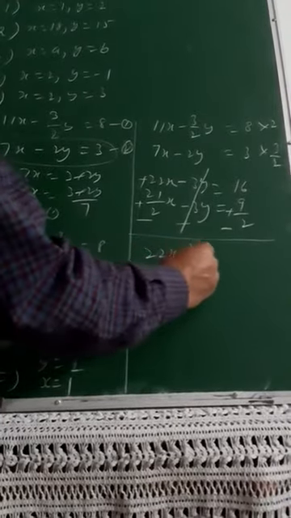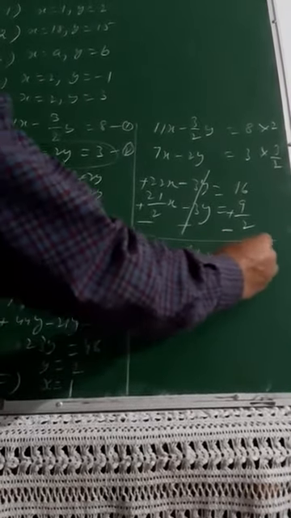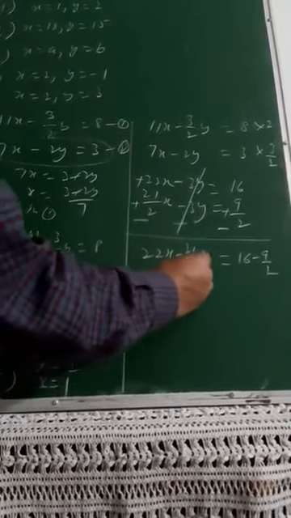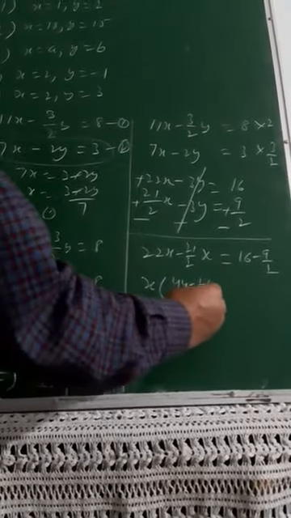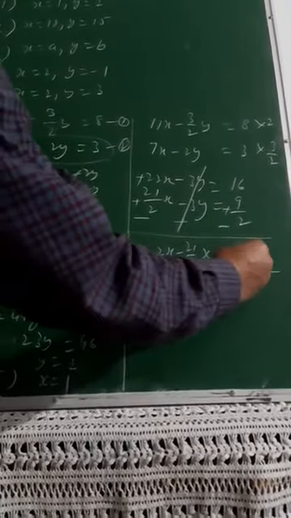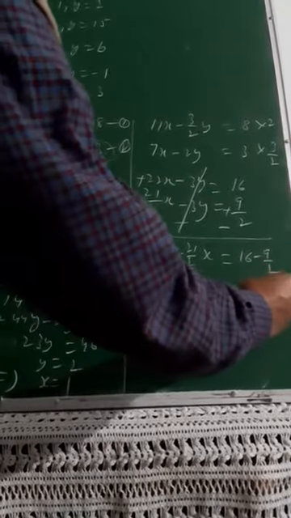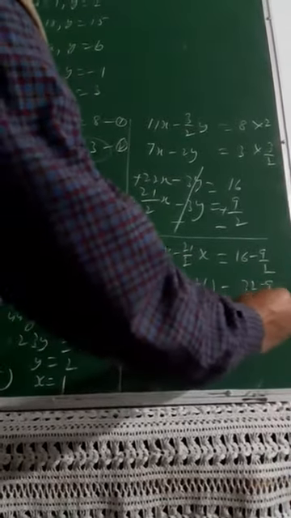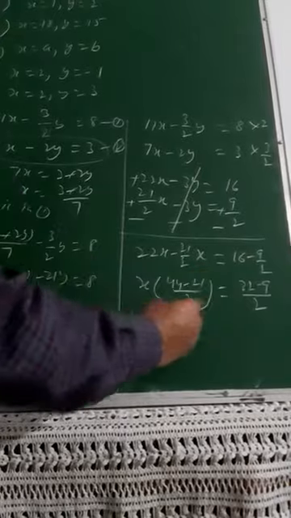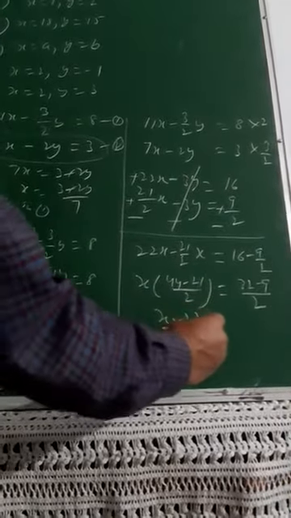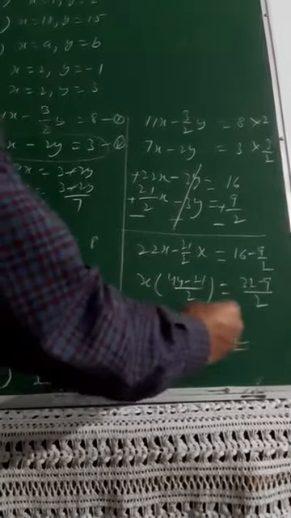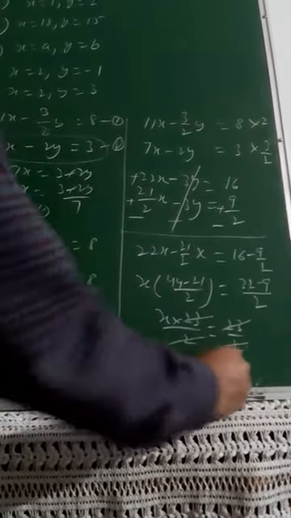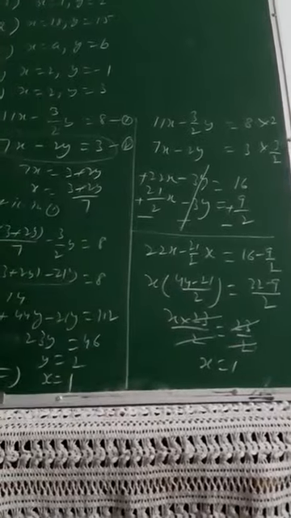22x minus 21 upon 2x will give you 16 minus 9 upon 2. Here you can take the x common and then take the LCM. It is 44 minus 21 upon 2 and here it is 32 minus 9 upon 2. So here you are getting x into 23 upon 2 is equal to 23 upon 2. 2 and 2 gone, 23 and 23 gone. So what is x? x is equal to 1. You can compare the answer, x is equal to 1.